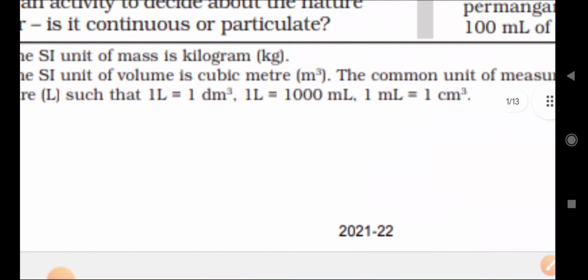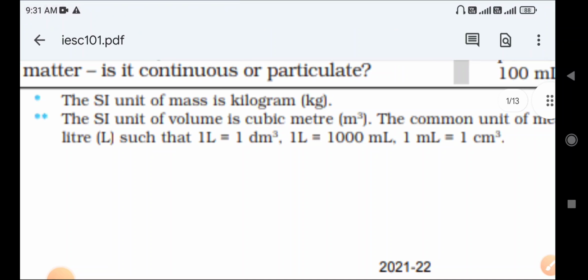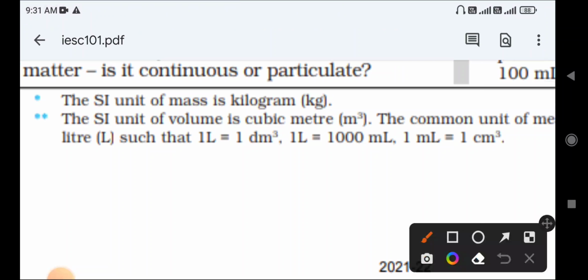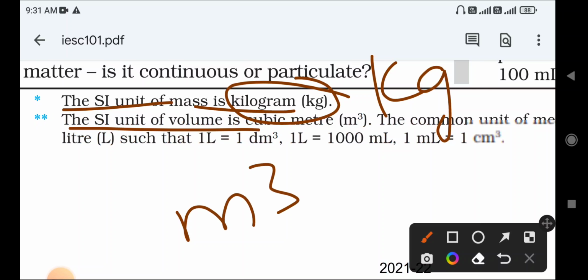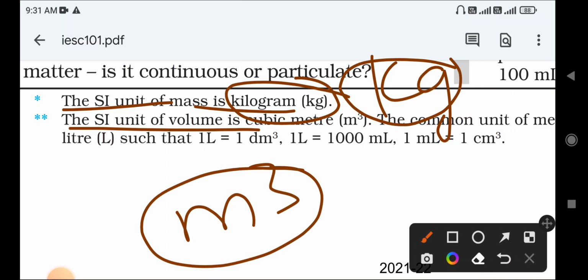Some small information is given here. The SI unit of mass is what? Kilogram. Remember that the SI unit of mass is kilogram, kg, and the SI unit of volume is cubic meter.